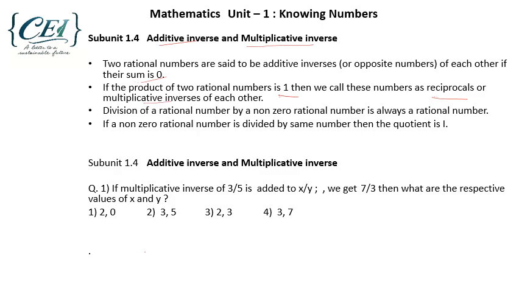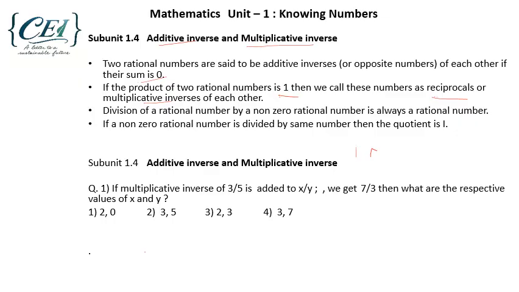Division of a rational number by a non-zero rational number is always a rational number. If a non-zero rational number is divided by the same number, then the quotient is 1. So if you divide a rational number by the same rational number, the answer is 1. If you multiply a rational number and its reciprocal, the answer is 1.